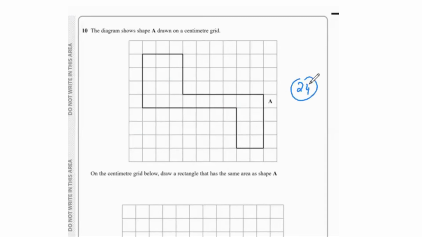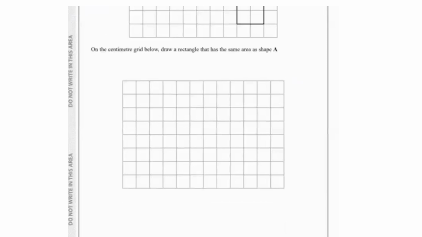24 squares in total. So on the grid below, we'll draw a shape which has exactly 24 squares inside its boundary. So for it to have 24 squares inside its boundary, we can make it simple. We can draw a shape which has 1, 2, 3, 4, 5, 6, 7, 8 by 3.